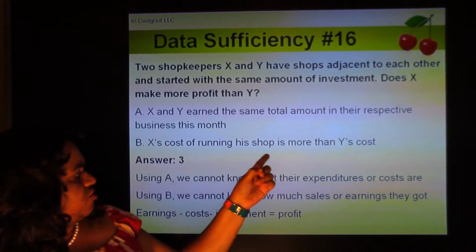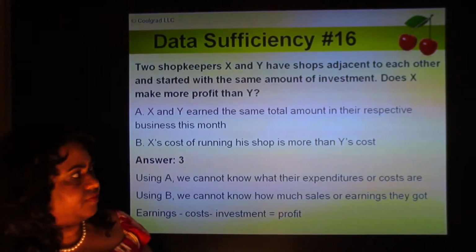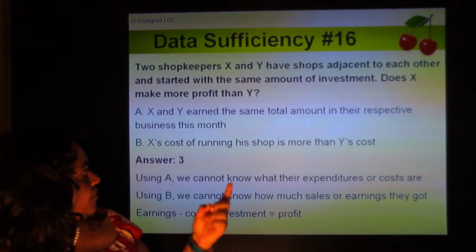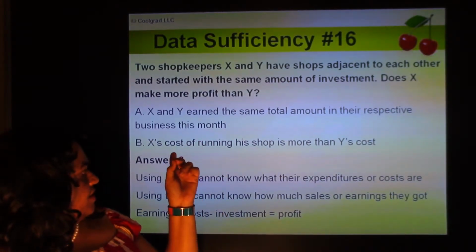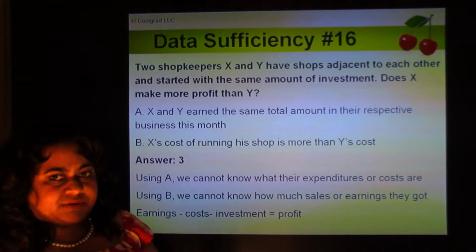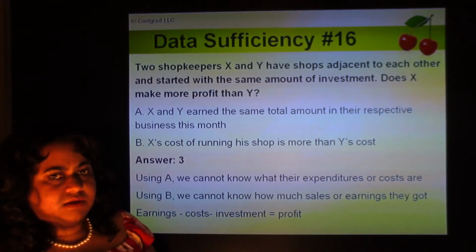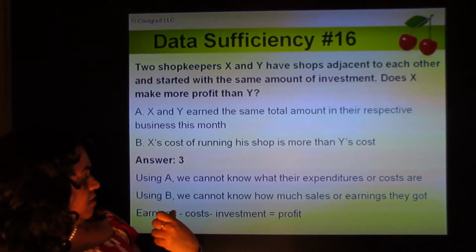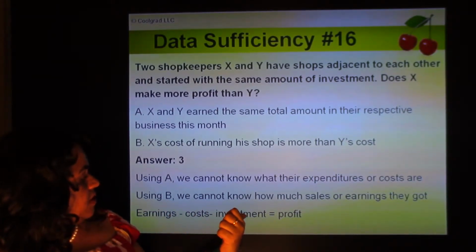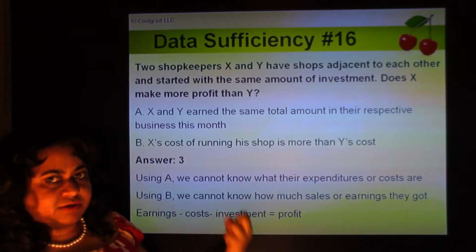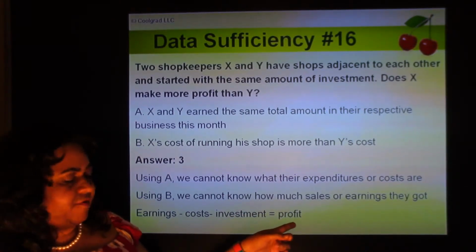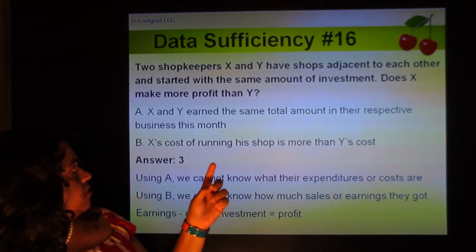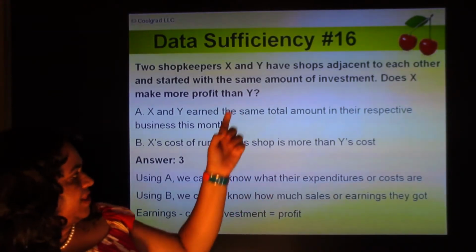X's cost of running his shop is more than Y's cost. So here it says X spends more money to run his business. So investment is the same, earning is the same. So X has more costs, so deduct more costs. So he has less profit. And Y has less costs, so more profit. So clearly Y makes more profit than X.